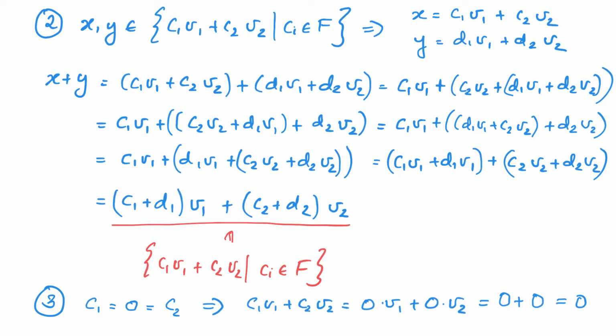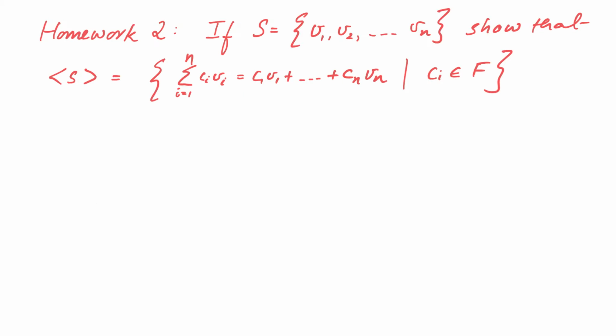As the set is closed under scalar multiplication, closed under vector addition, and has the additive identity, we can conclude that this set is a vector subspace. Now we can generalize this to n elements. Suppose our set S contains n elements v1, v2, v3, etc. up to vn. Then the smallest subspace that contains S will contain all combinations C1 V1 plus C2 V2 plus etc. up to Cn Vn, where Ci belongs to F.